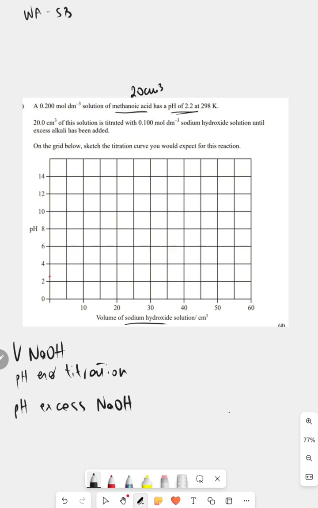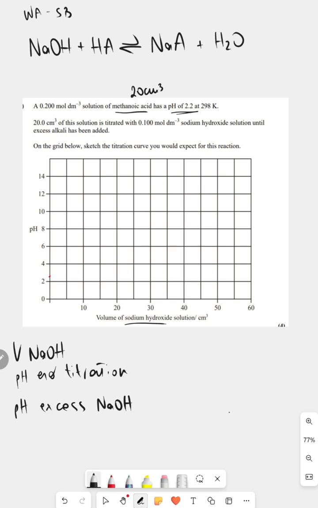So for the volume of sodium hydroxide, please don't be thrown off by these calculations because it's really just a mole ratio calculation. We know sodium hydroxide and methanoic acid react in a 1-to-1 ratio. So methanoic acid, I'm going to write it as HA, will form NaA plus H2O. So as we can see, it's a 1-to-1 ratio.